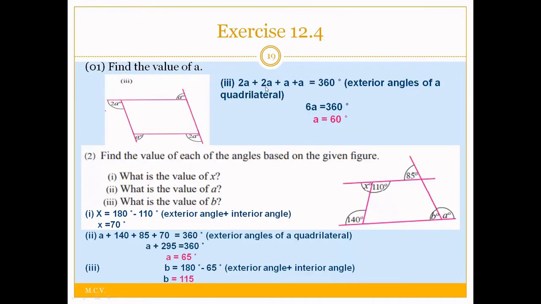Now let's move to the exercise, the next exercise. Here all 4 exterior angles of this quadrilateral are given as symbols A, A, 2A, and 2A. So add them, that is equal to 360. 2 plus 2, 4, 4 plus 1, 5, 5 plus 1, 6. 6A equals 360. Divide both sides by 6. Then A equals 60 degrees.